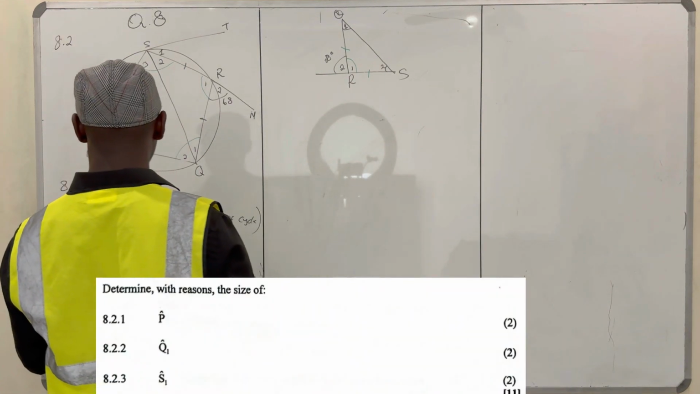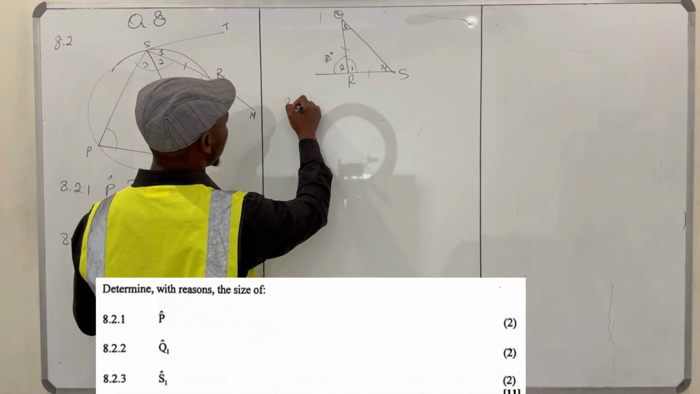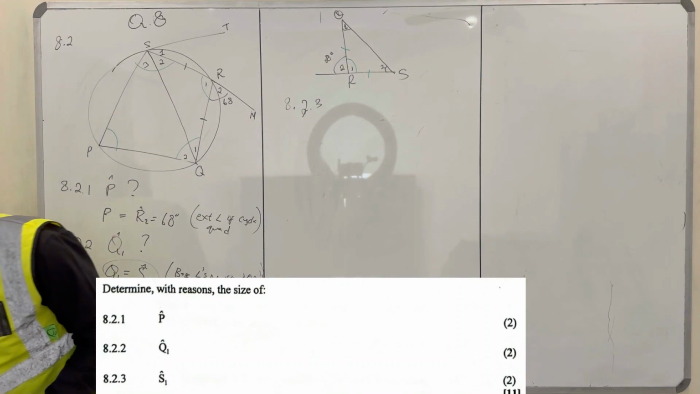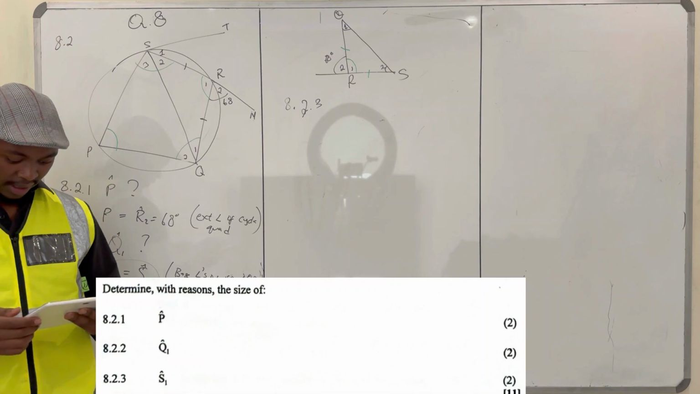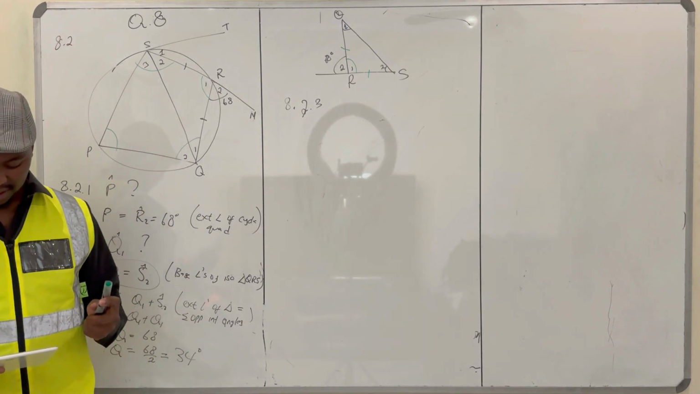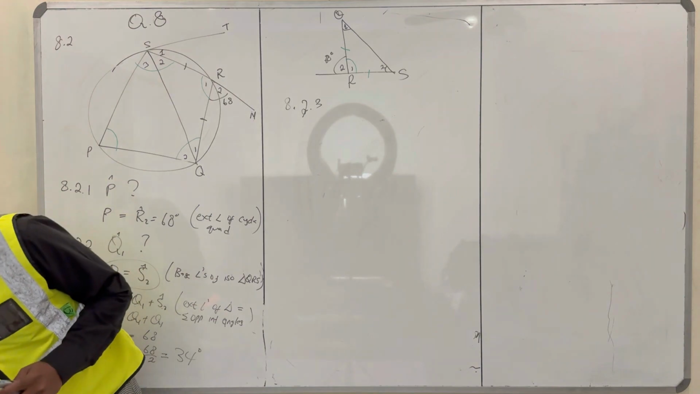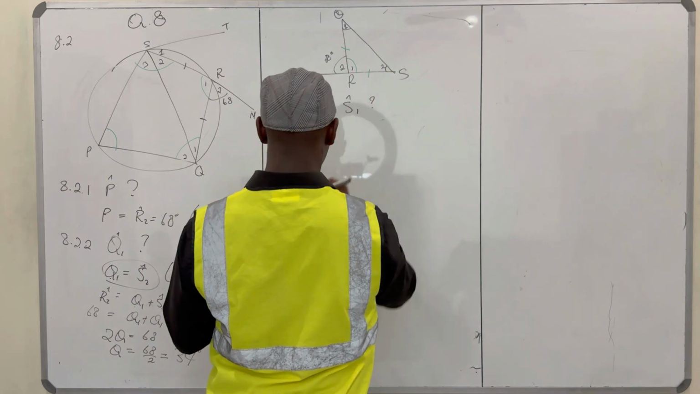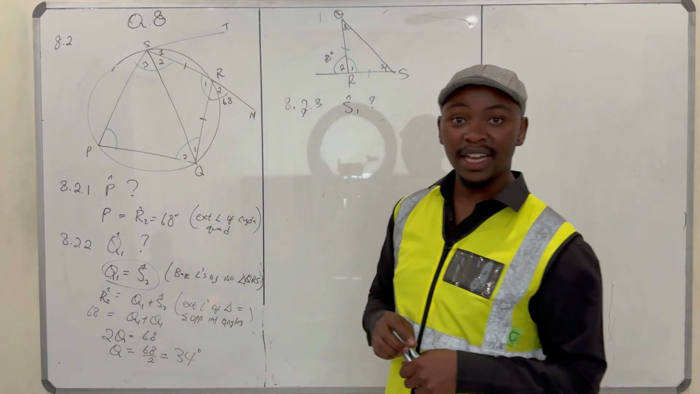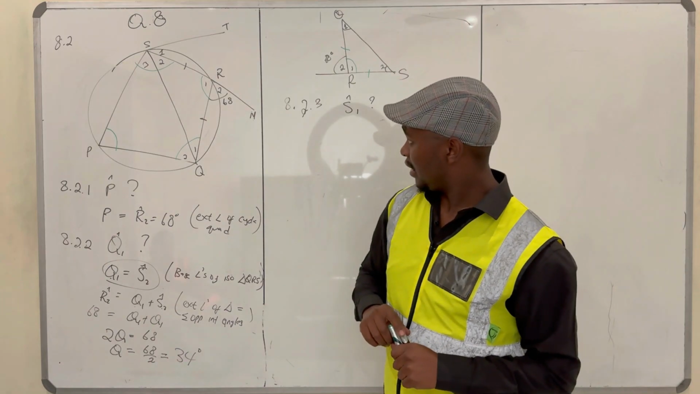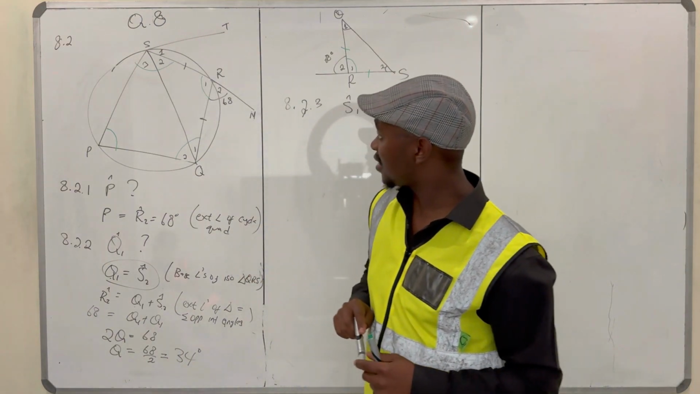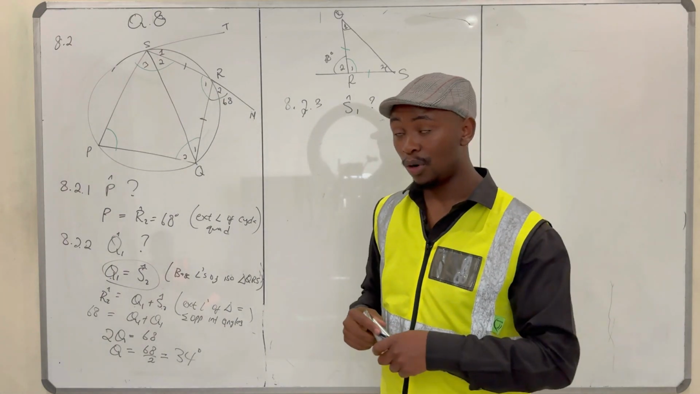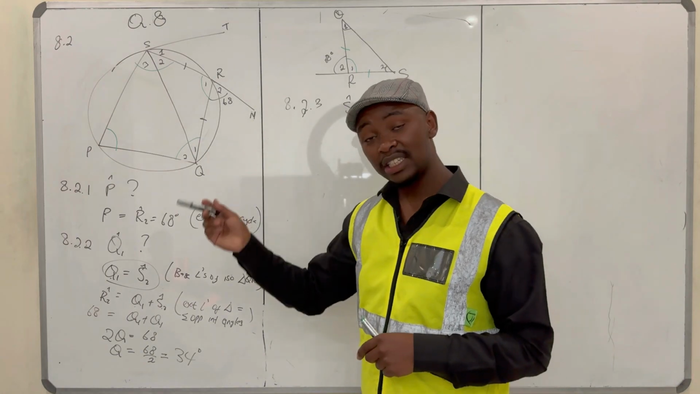Now let's move to question 8.2.3. It is asking us to solve for angle S1. Same thing: where is S1? S1 is between a tangent ST and the chord SR. Need I say more? Between a tangent and a chord, S1.